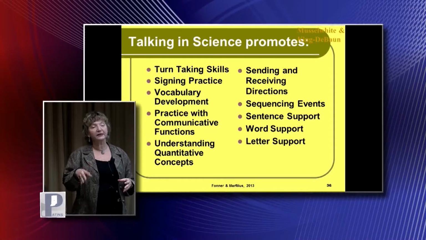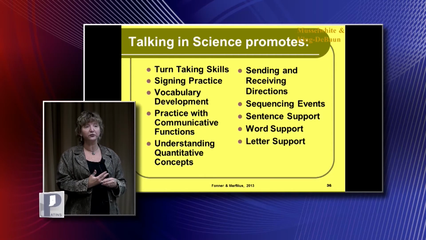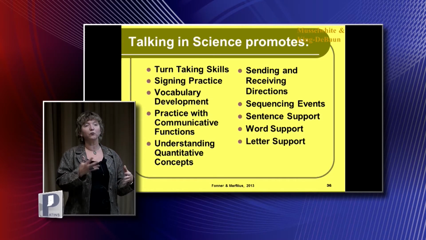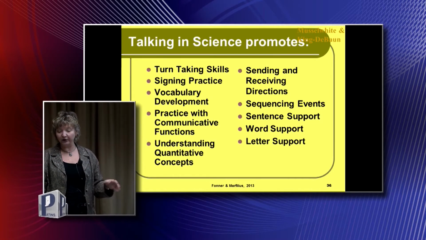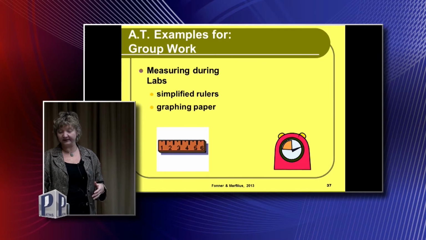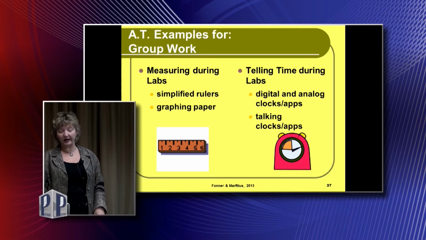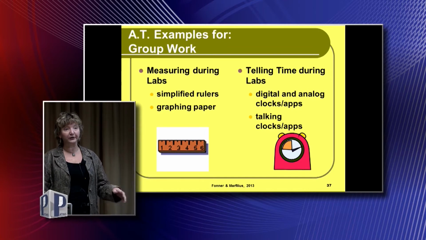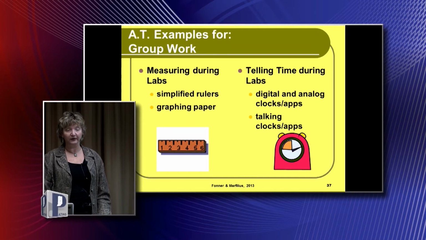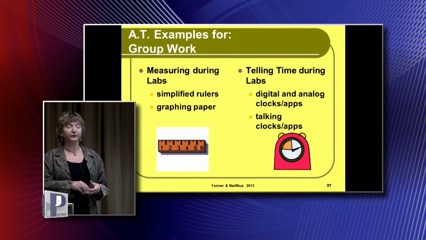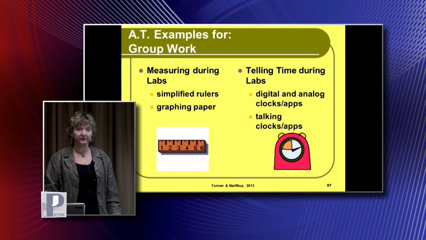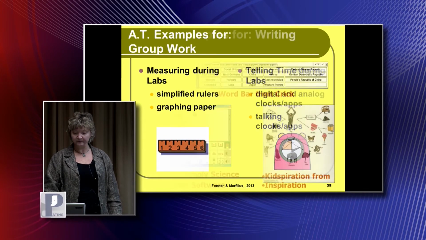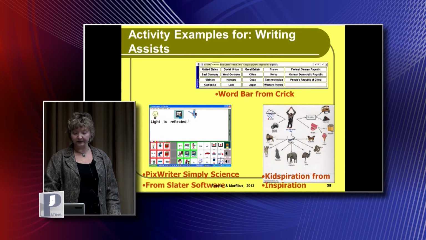So there's just some really nice examples on Caroline Musselwhite's website about what different kinds of things can be promoted when you talk during science class and when you're taking turns and all of those examples. So all the different things that can happen during group work and just some of those low-tech things that you can get from some of the things that people are doing from LS&S and Maxi Aids. We're using those kinds of tools, those low-tech tools during science lab time. All right, and Scott showed you some of the examples in writing. We're doing that with PixWriter as well.